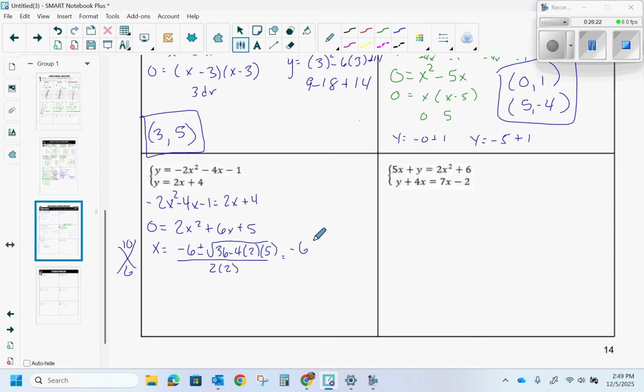Negative 6 plus or minus. So 5 times 2 is 10. 10 times 4 is 40. 36 minus 40 is a negative 4 over 4. And at this point, I can stop. Imaginary roots. Okay, imaginary. Do you know what these 3 dots is? You're going to see it all the time. That means therefore.